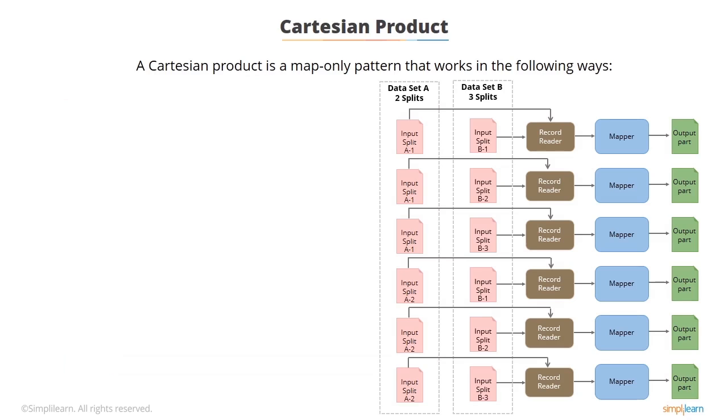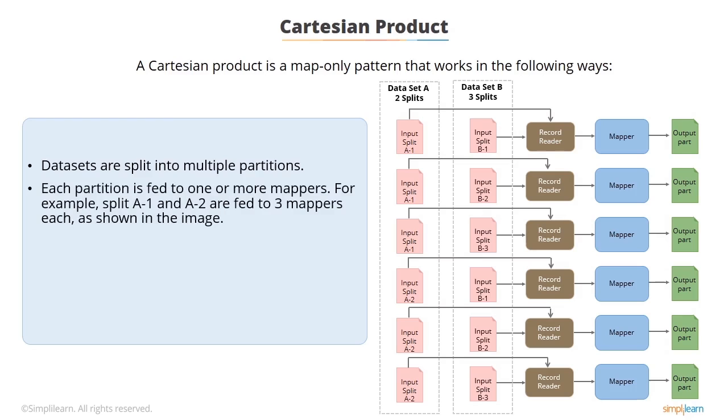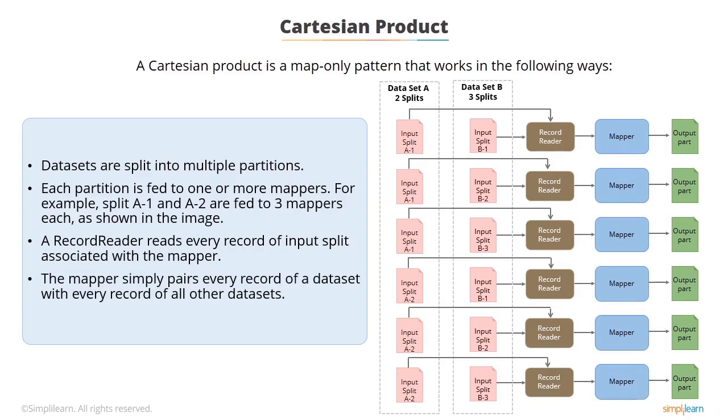A Cartesian product is a map-only pattern that works in the following ways. Datasets are split into multiple partitions. Each partition is fed to one or more mappers. For example, in the image shown here, split A1 and A2 are fed to 3 mappers each. A record reader reads every record of input split associated with the mapper. The mapper simply pairs every record of a dataset with every record of all other datasets.